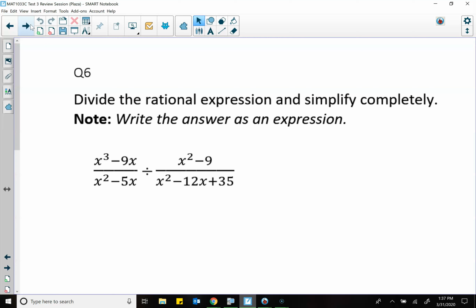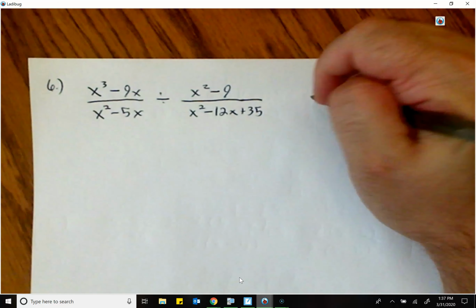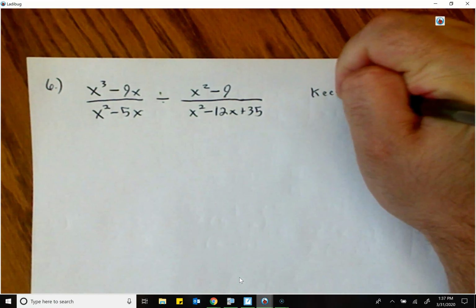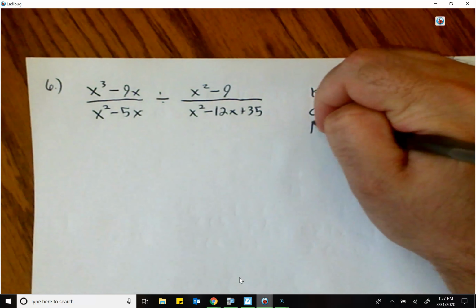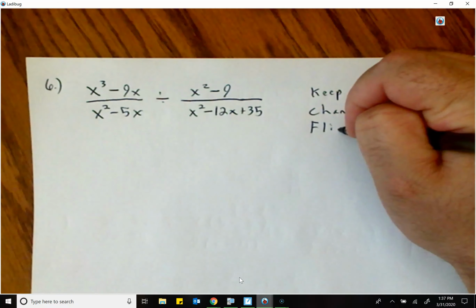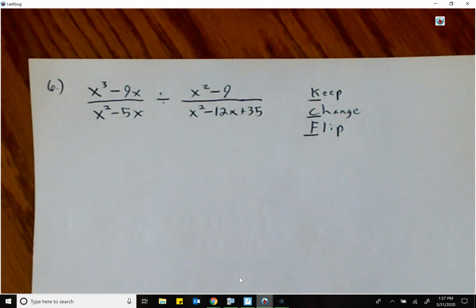So I'm just writing down the problem real quick. And then we are going to talk about dividing polynomials. So here's what our problem looks like. And we're going to do keep, change, flip. KCF. Kentucky Chicken Fried. All right.